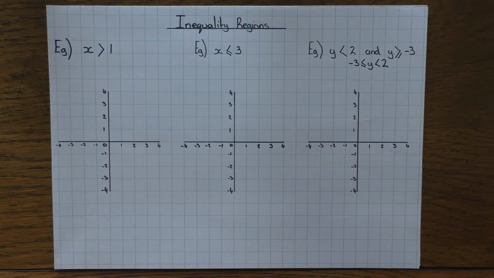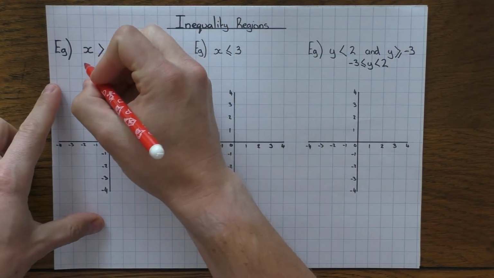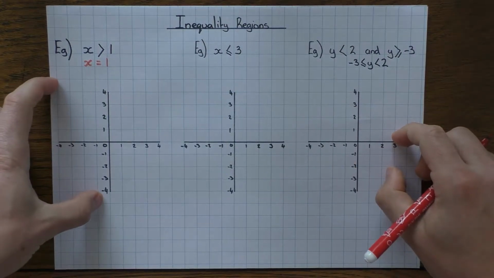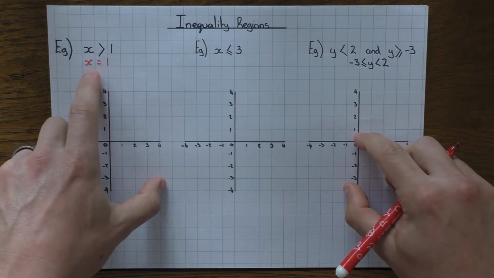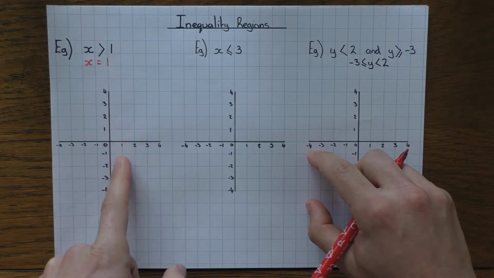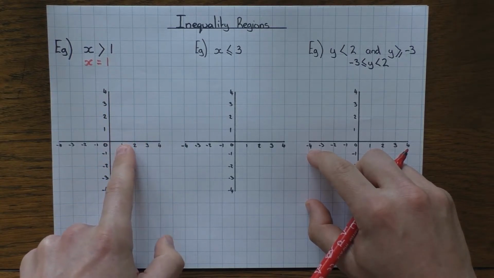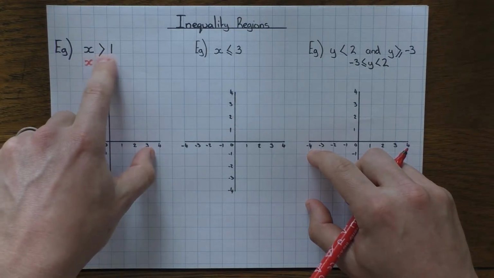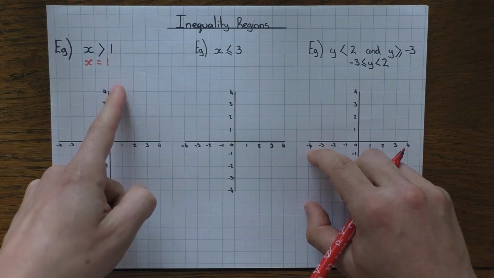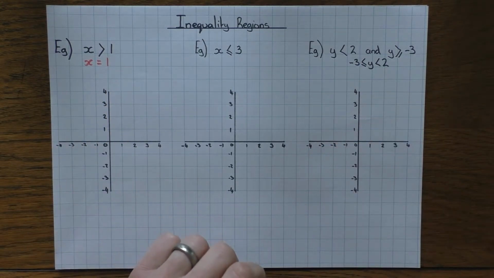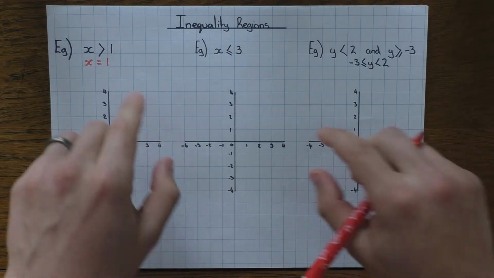Right, so first one here, if I want to draw this, the first thing I'm going to do is imagine it is just x equals 1. Okay, so if I was to plot the line x equals 1, it's going to be a vertical line going through the x-axis at 1. That's what I know it's going to look like. And with the inequality, it's no different. It will be a vertical line going through 1. However, we do need to bear one thing in mind.